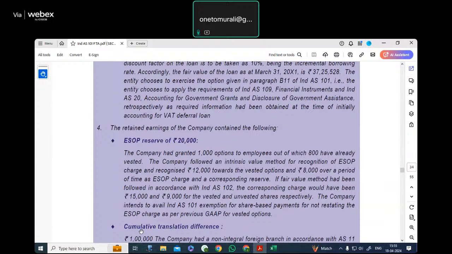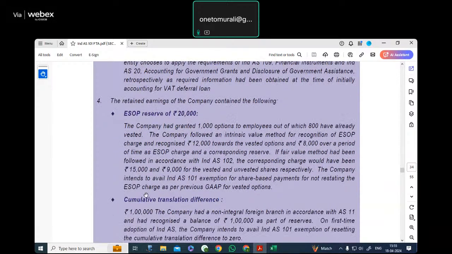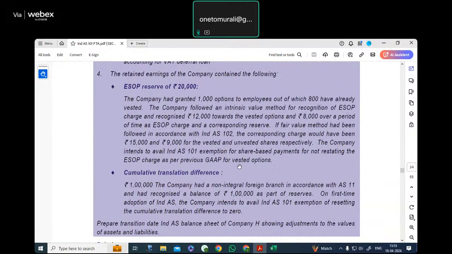The company intends to avail the Ind AS 101 exemption for share-based payments, for not restating the ESOP charge as per previous GAAP for vested options. Cumulative translation difference, 1 lakh. The company has a non-integral foreign branch in accordance with AS 11 and has recognized the balance of 1 lakh as part of reserves. On first-time adoption of Ind AS, the company intends to avail the Ind AS 101 exemption for resetting the cumulative translation difference to zero. Prepare the transition date Ind AS balance sheet of H company showing adjustments to the values of assets and liabilities.